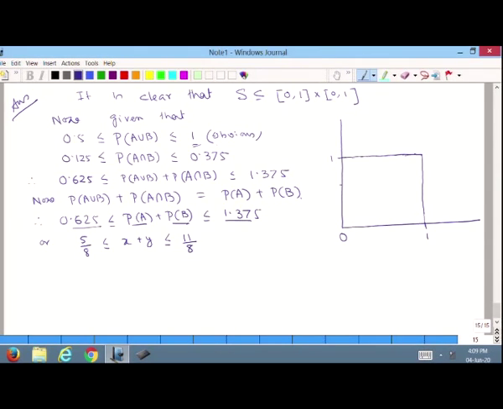Therefore, suppose this is 5/8 and this is 5/8, let us draw the line. Also, suppose this is 11/8 and this is 11/8, and let us draw the line. Therefore, S is this region.